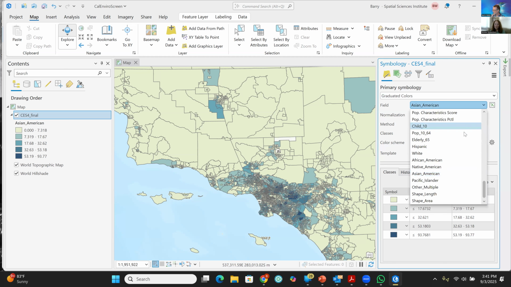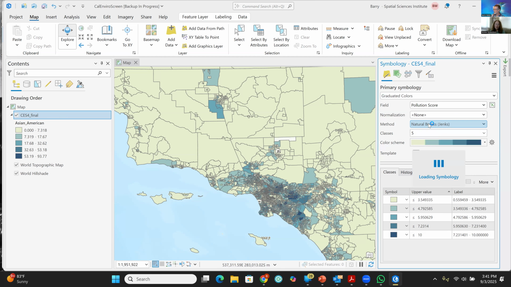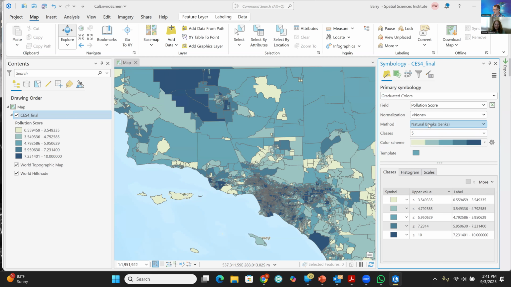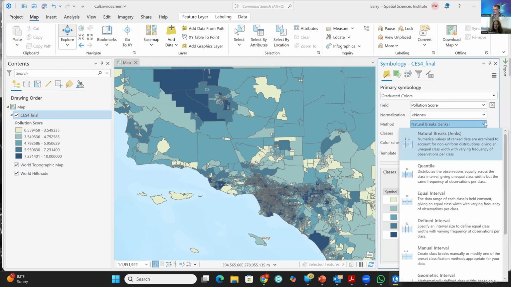Okay, so let's look at some of these other data pieces here that we might use. Let's stick with the pollution score. These are the rankings, and it looks like it ranges from 0 to 10. So we can see the areas with the greatest amount of pollution, and then we can use these different methodologies for how you want to look at that.